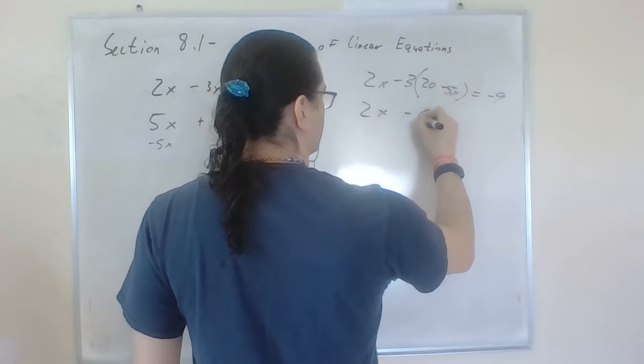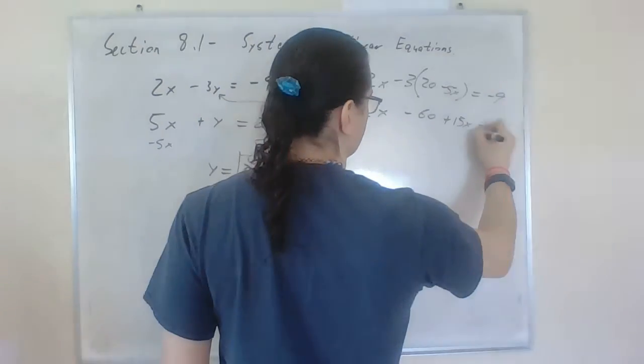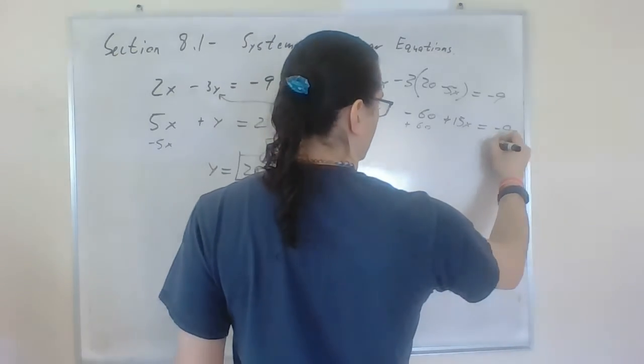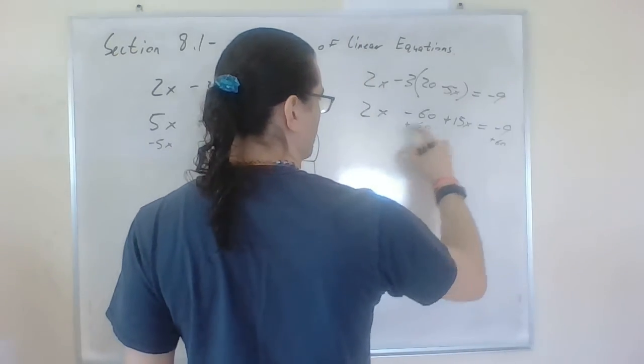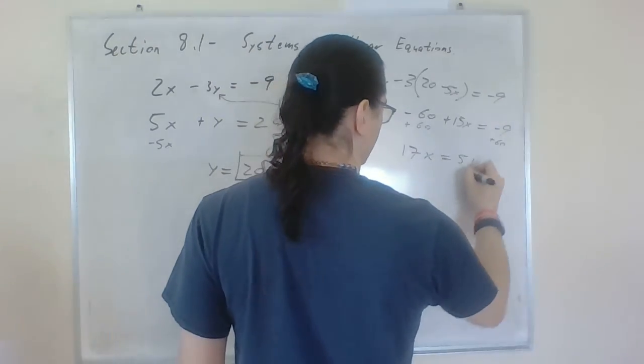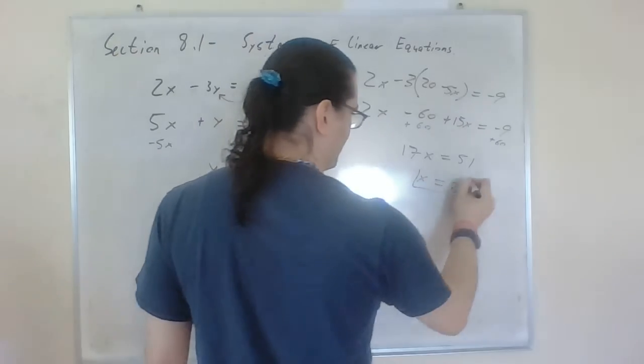2x minus 60 plus 15x equals negative 9. So I'll add 60 to both sides. I'll combine these like terms here. This is 17x equals 51, and that'll give us x equals 3.